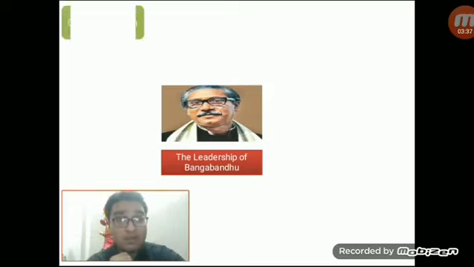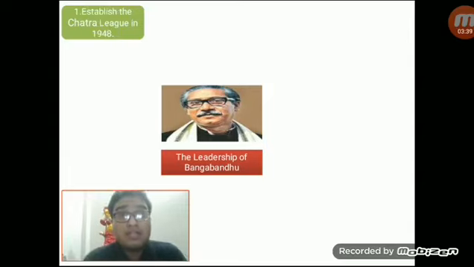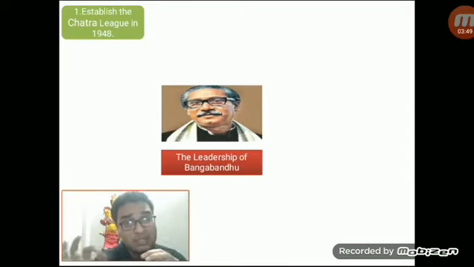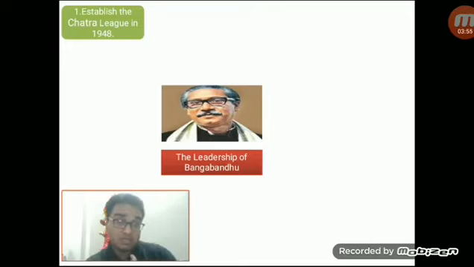First of all, he established the Chhatra League in 1948. At that time Bangabandhu was a young leader, and he established the East Pakistan Muslim Chhatra League on 4th January 1948 to protest the anti-people activities of the Muslim League. This was the first step by Bangabandhu Sheikh Mujibur Rahman to lead East Pakistan.